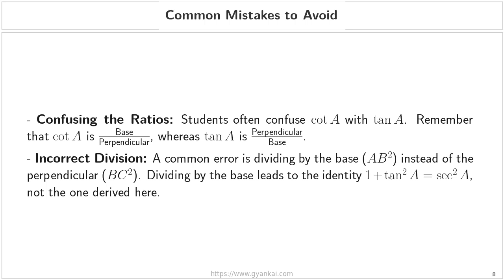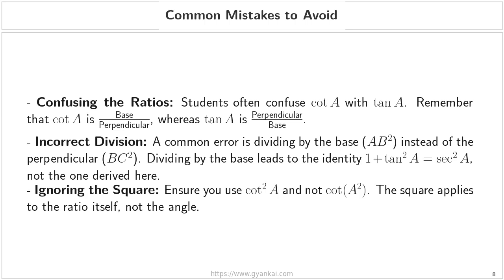Second, be careful with your algebraic steps, specifically regarding division. A frequent mistake is dividing the Pythagorean theorem by the square of the base, OB squared, instead of the square of the perpendicular, BC squared. If you were to divide by the base, you would actually derive a different identity: 1 plus tangent A squared equals secant A squared. While that is also a valid identity, it is not the one we are focusing on today, so ensure you are dividing by the perpendicular to reach our target formula.